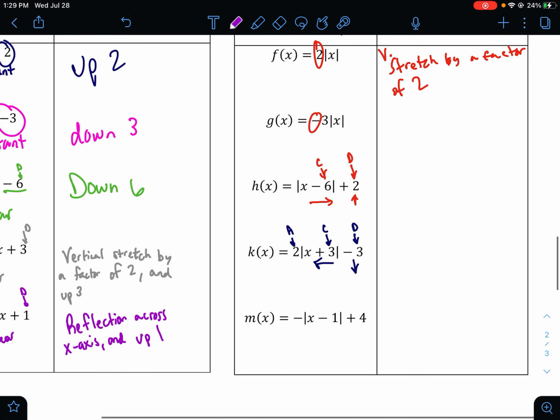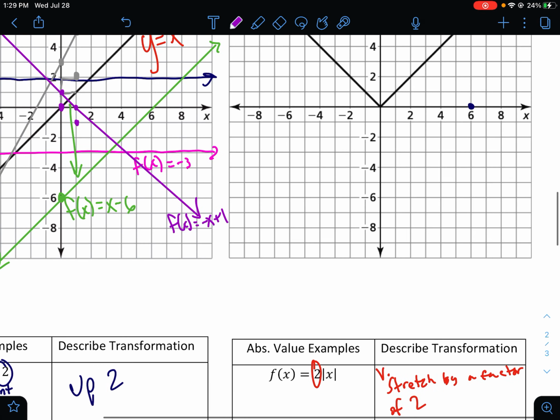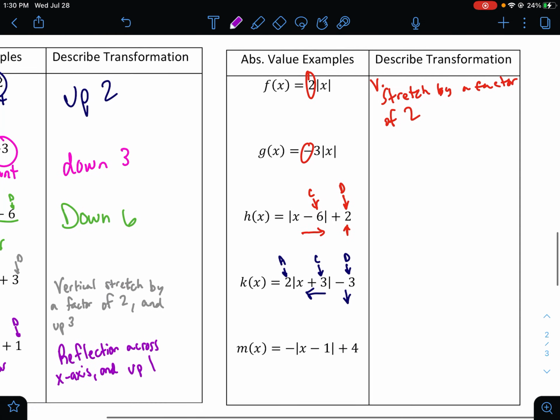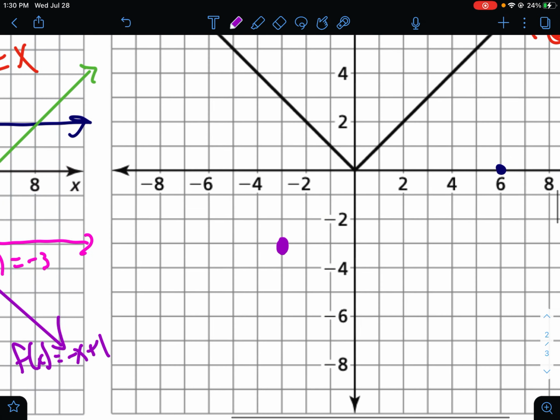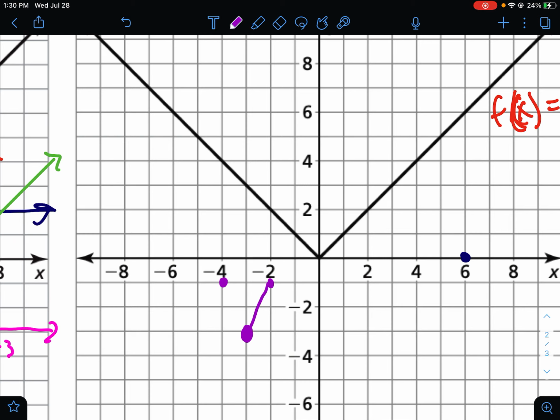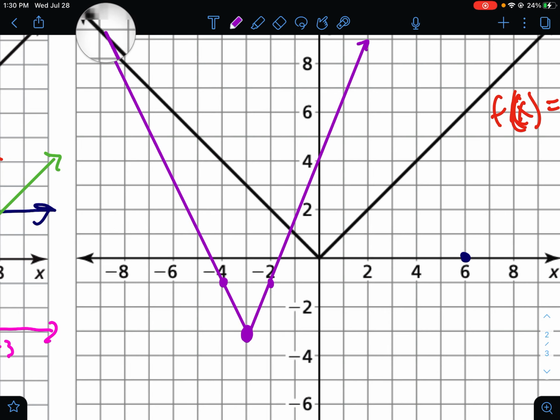But we have a movement left 3, down 3. So left 3, down 3 puts the new vertex right there. And then instead of going 1 over 1, it actually is 2. So instead of going up 1 over 1, it's actually up 2 over 1. And then we can draw the graph. There it goes. Something like that.